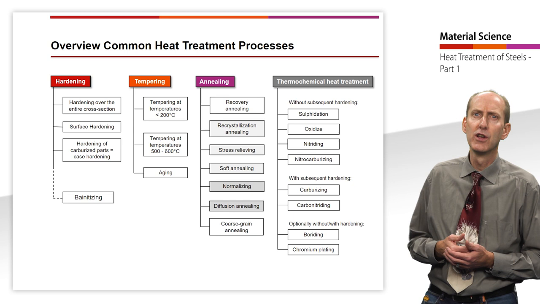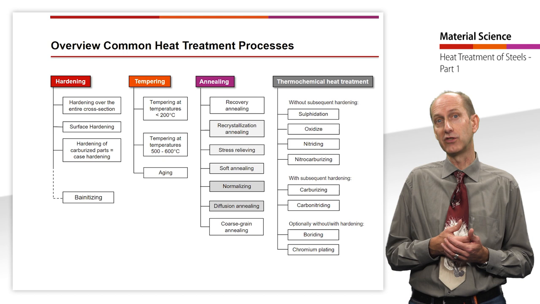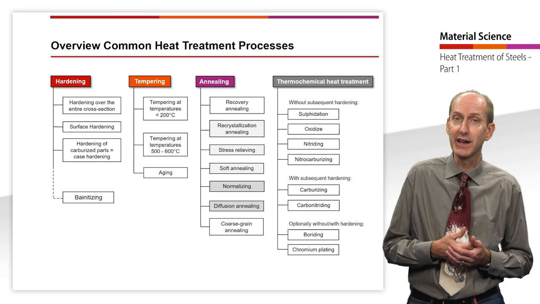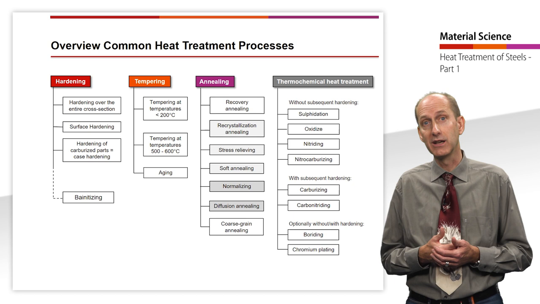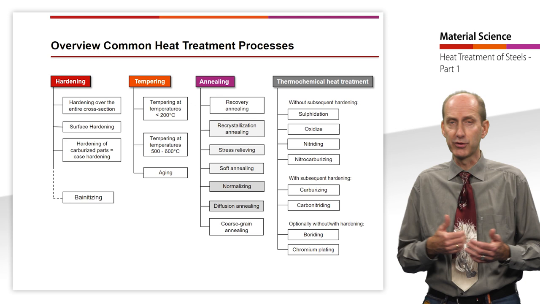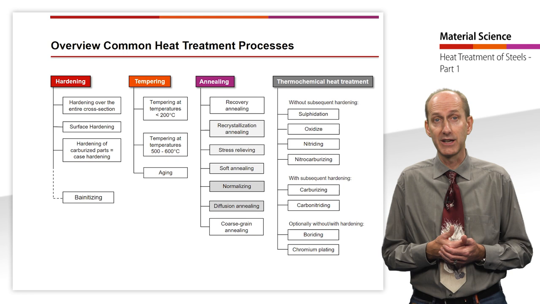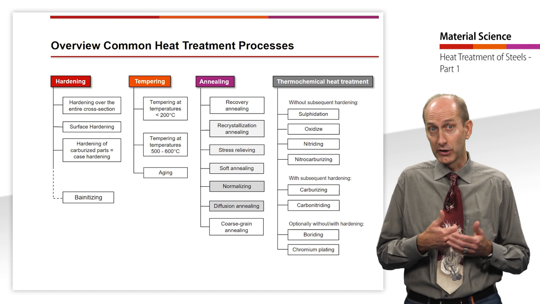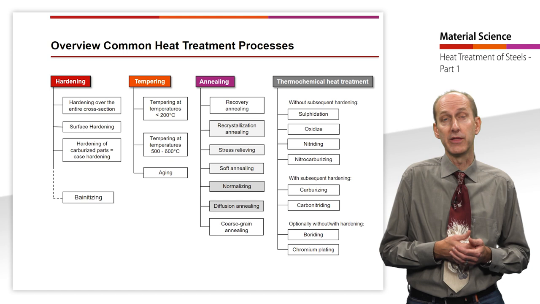Here we see an overview of the common treatment processes, and depending on the aim of the heat treatment, there are several different processes to choose from. In some processes, the material condition is changed specifically over the entire cross-section, such as during annealing, hardening, tempering, quenching and tempering, or bainitizing. In other processes, only a change of the surface layer is intended, such as in surface hardening, nitriding, or nitrocarburizing. In some processes, although the surface layer is deliberately changed, the condition of the material is also influenced in the entire cross-section.